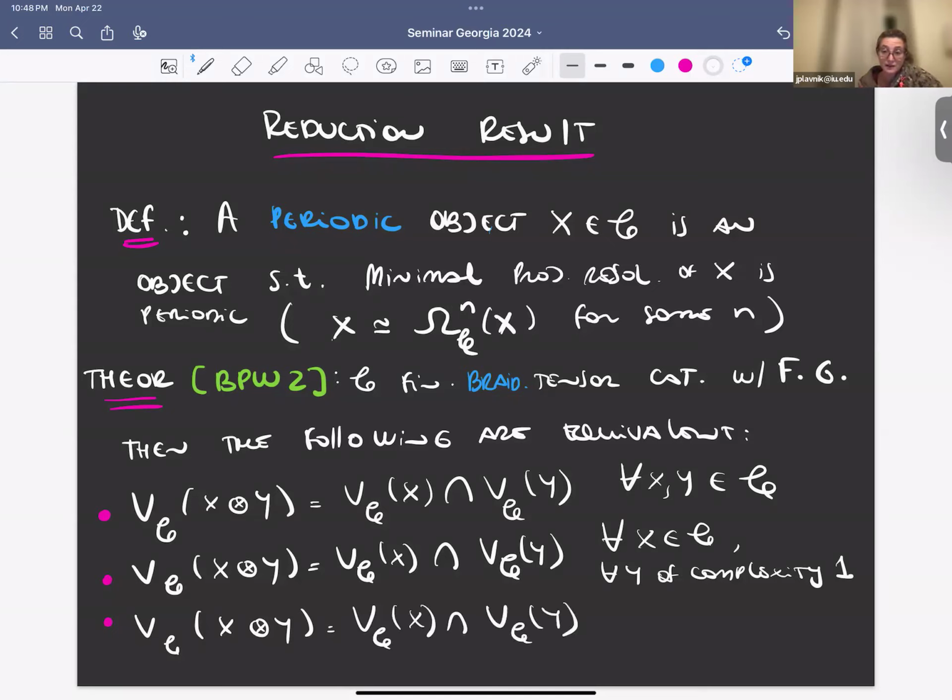And again, here, I want for all indecomposable periodic objects, so these special objects here. I will also ask for indecomposable periodic objects here, Y and Z.